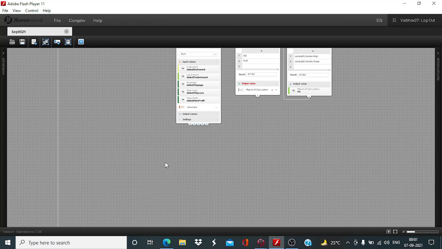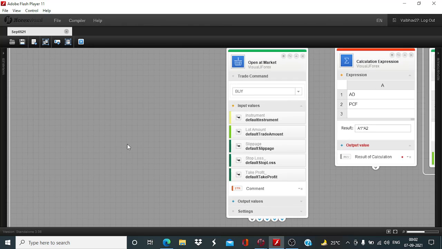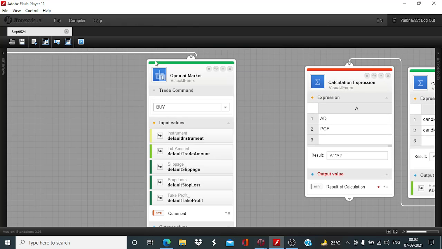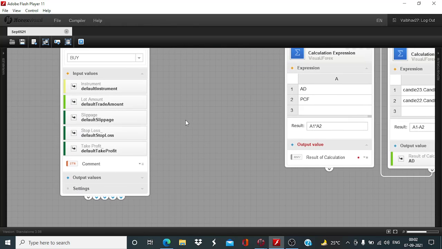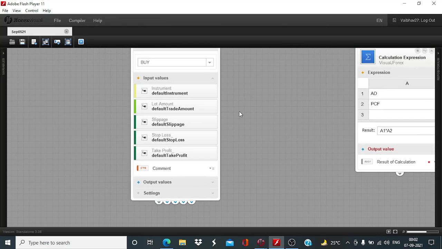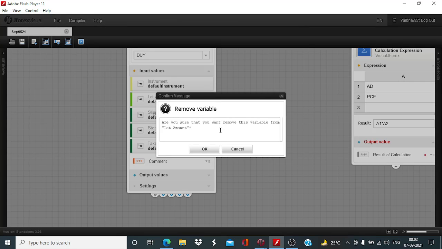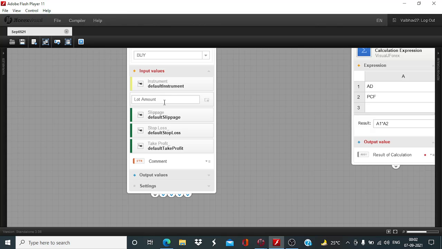Now coming to the defining of these input variables. This is going to be a buy order, and we leave the default instrument as it is, Euro USD. The trade amount depends on the equity in your account. I will define it at 0.1 million. Slippage, I think 2 pips is good enough.